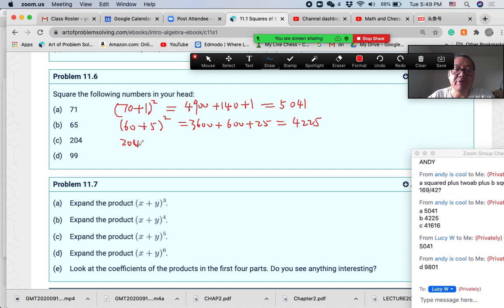Now 204 squared, you use 200 plus 4, then square this, you got 40,000, then plus 1,600, then plus 16. So then this one you got 41,616. Yeah, very good. 99 squared, this one you need to use 100 minus 1, then parentheses squared.